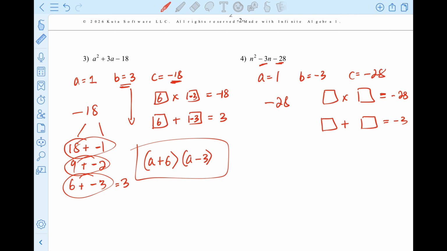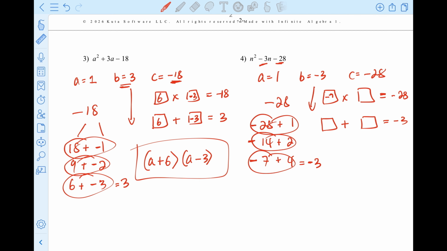Factors of 28. So 28 and 1, negative on the larger factor. Which other one? 14 and 2, negative on the larger factor. 7 and 4, negative on the larger factor. Can you think of any more? No. So which one of these, when I add them together, gives me negative 3? You can see it's this one.